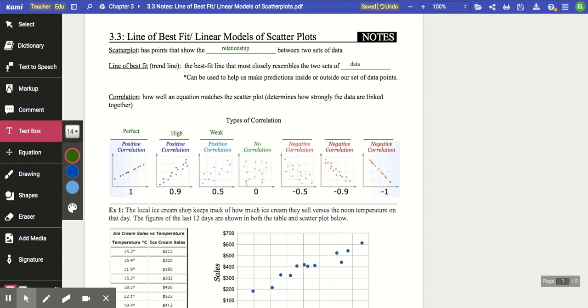In the very center, we'd say there's no correlation. So in this case, there's really no linear relationship between the inputs and the outputs. And then on the other end of the spectrum, it's just a repeated pattern, except now we have negative correlations. So we have weak, we have high, and we have perfect. And the difference is that to be negative, as x increases, y decreases.